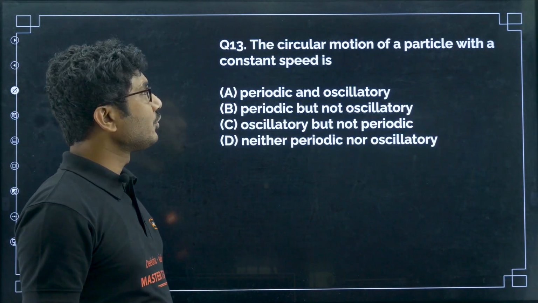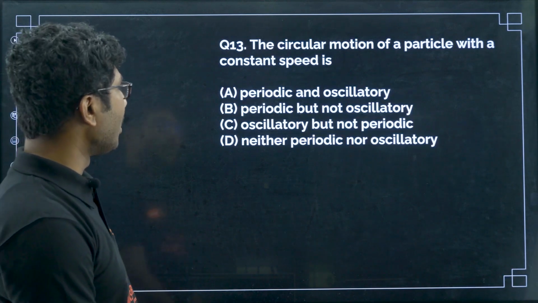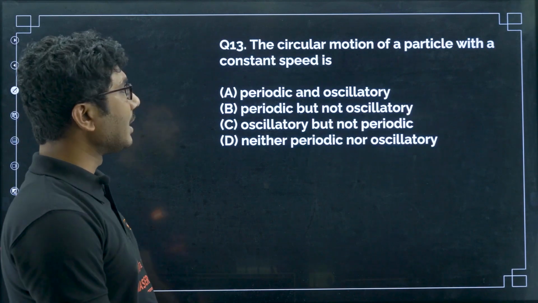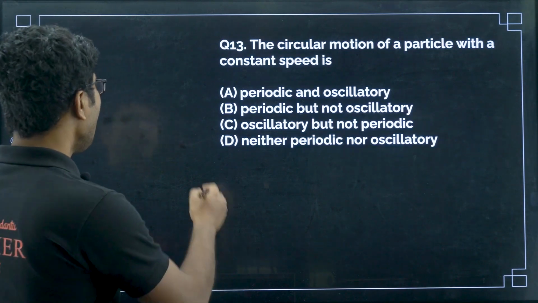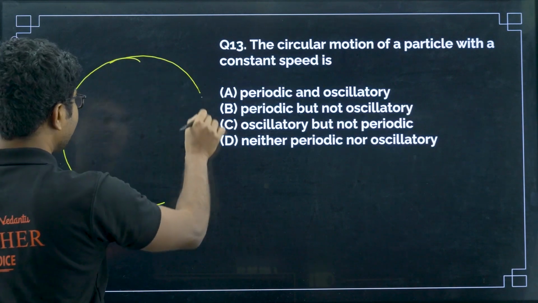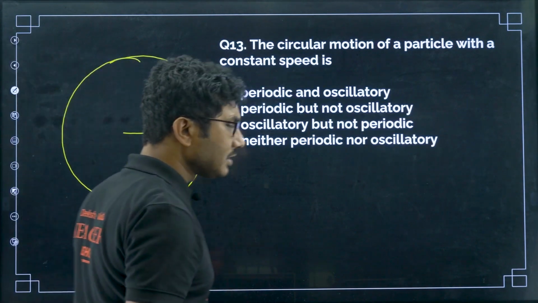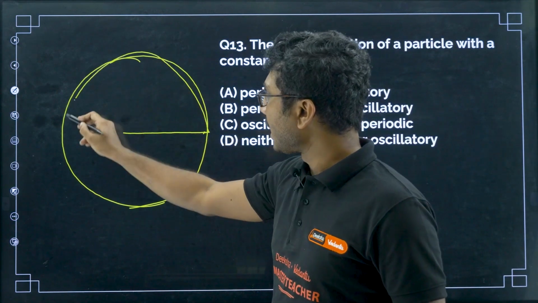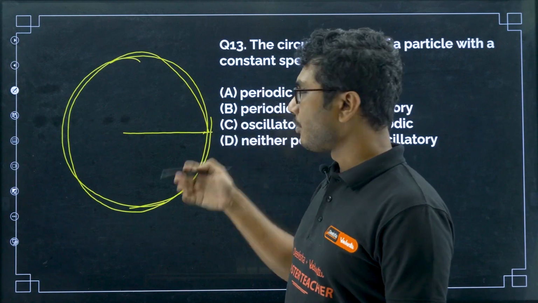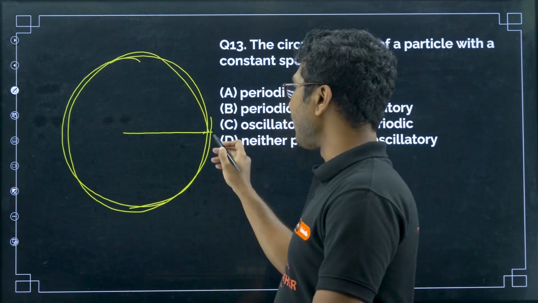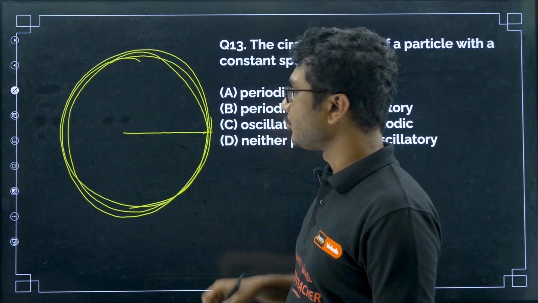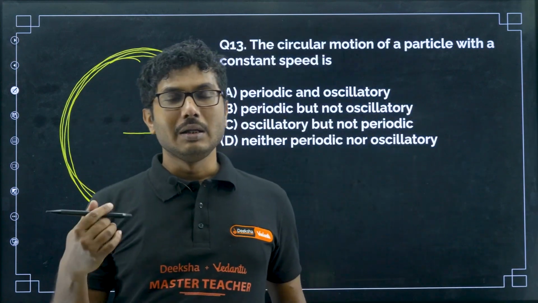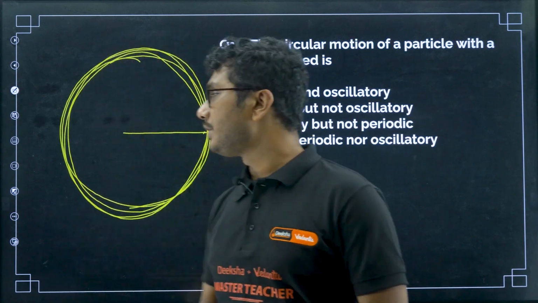Now, the circular motion of a particle with constant speed is periodic and oscillatory, periodic but not oscillatory, oscillatory but not periodic, or neither periodic nor oscillatory. So the object is rotating in a circular path with a constant speed. That means the rotational speed is constant, so after a certain amount of time it comes back to its initial position every time. Suppose it takes 1 second; after every 1 second it is coming back to the same position, right. So that means it is a periodic motion. Periodic motion is whatever repeats with time. So this is a periodic motion.